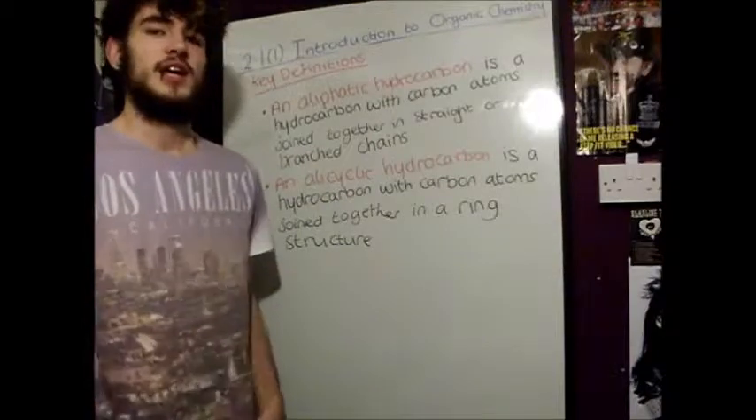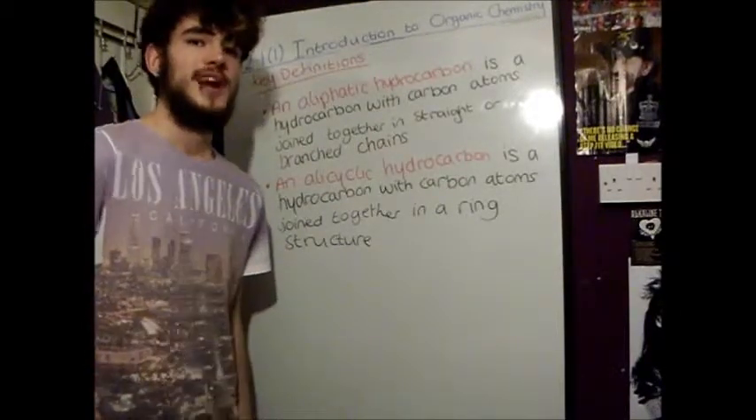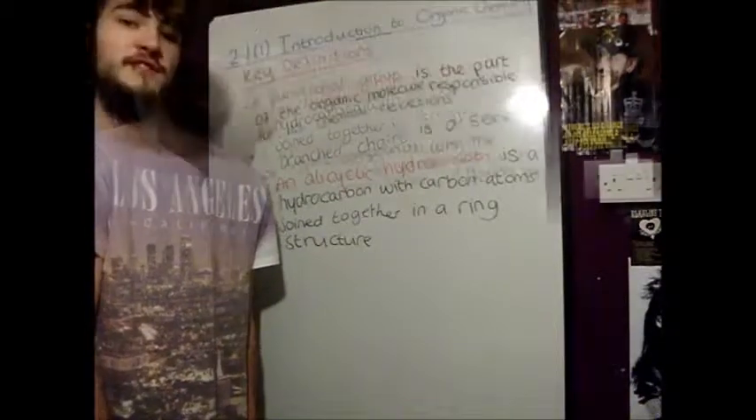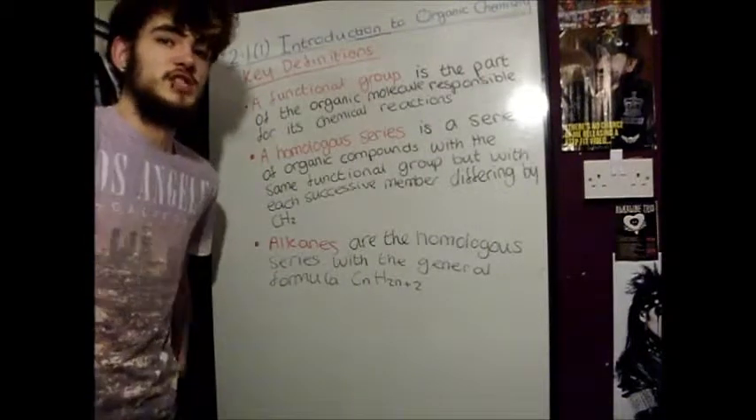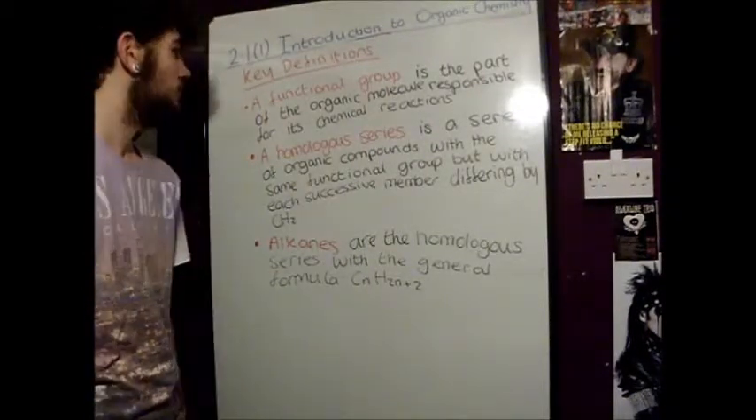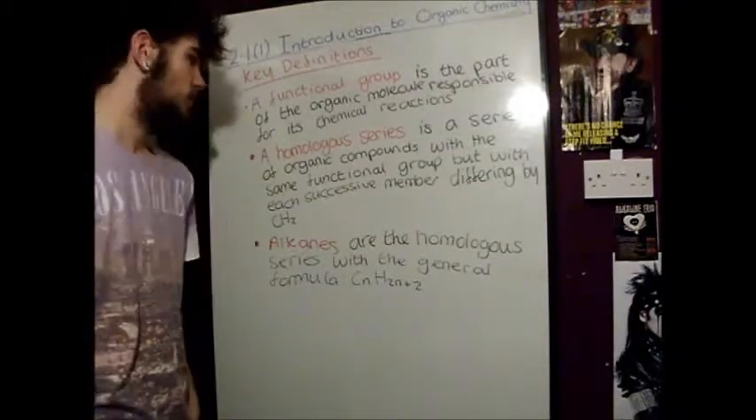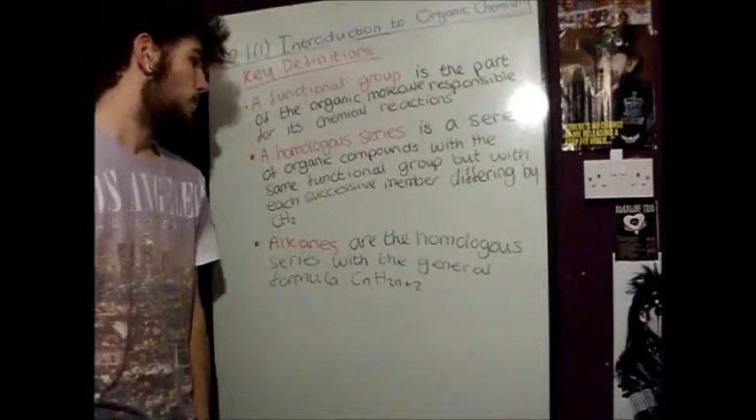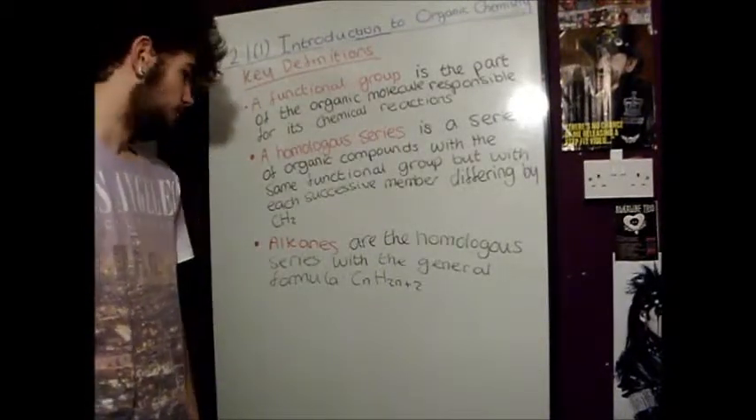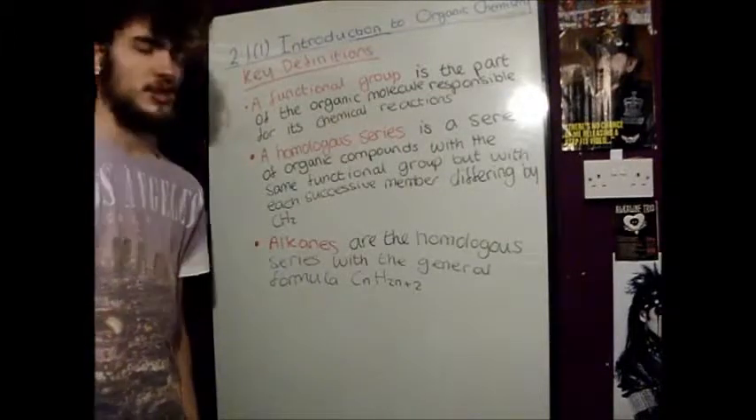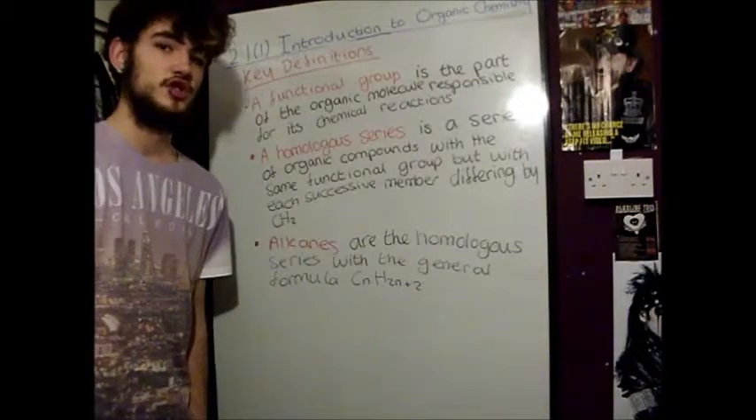An alicyclic hydrocarbon is a hydrocarbon that has carbon atoms joined together in a ring structure. A functional group is the part of the organic molecule which is responsible for its chemical reactions. A homologous series is a series of organic compounds with the same functional group, but with each successive member differing by a CH2 group. Alkanes are the homologous series with the general formula CnH2n+2.